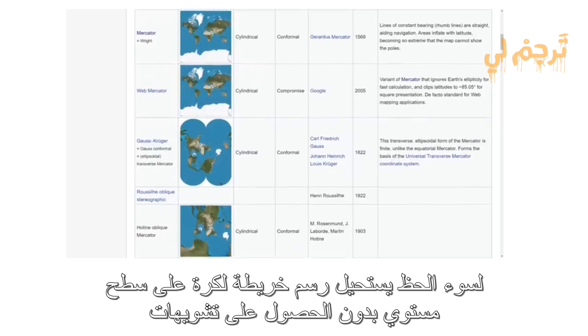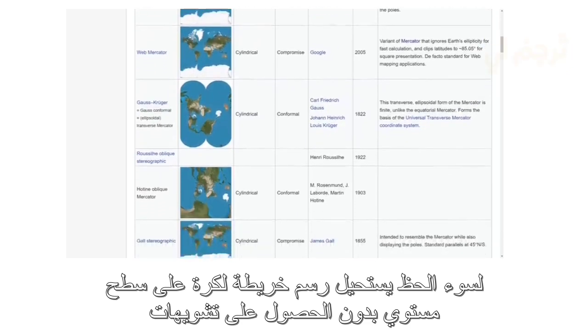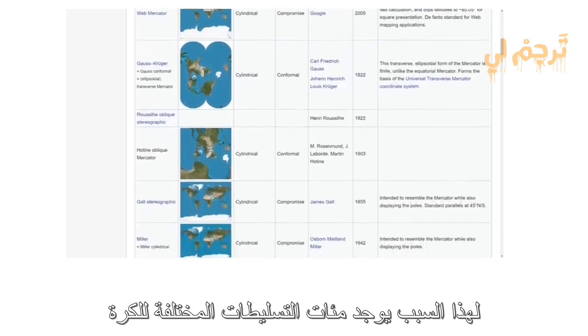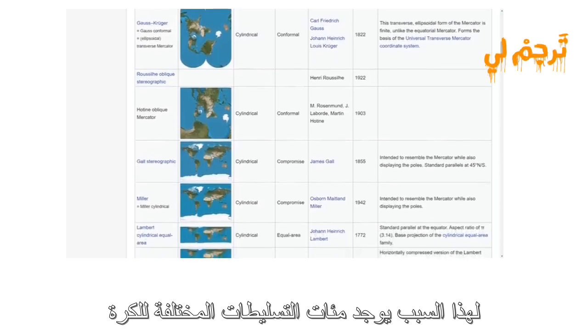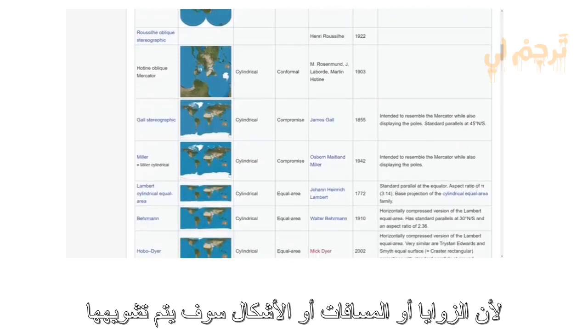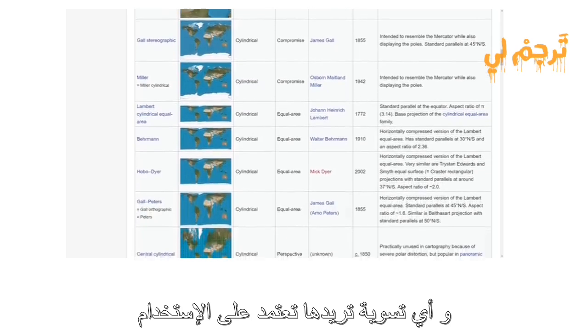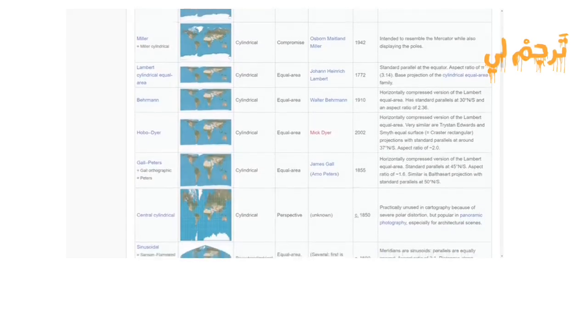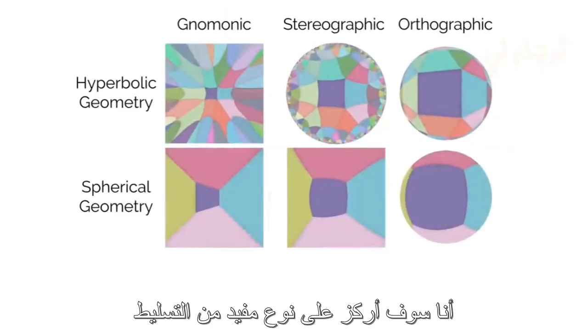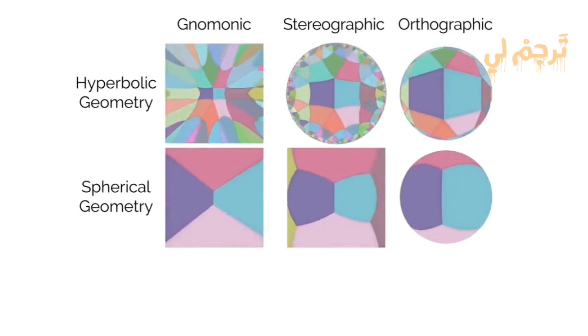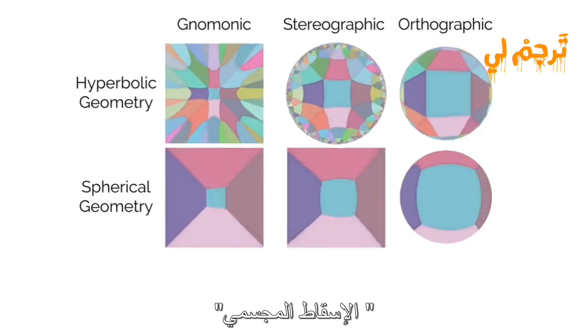Unfortunately, it's impossible to map a sphere to a plane without introducing distortion, and that's why there's hundreds of different projections, because either distances, angles, areas, or shapes will get distorted, and which compromise you want depends on the application. I'm going to be focusing on a very useful type of projection, stereographic projection.